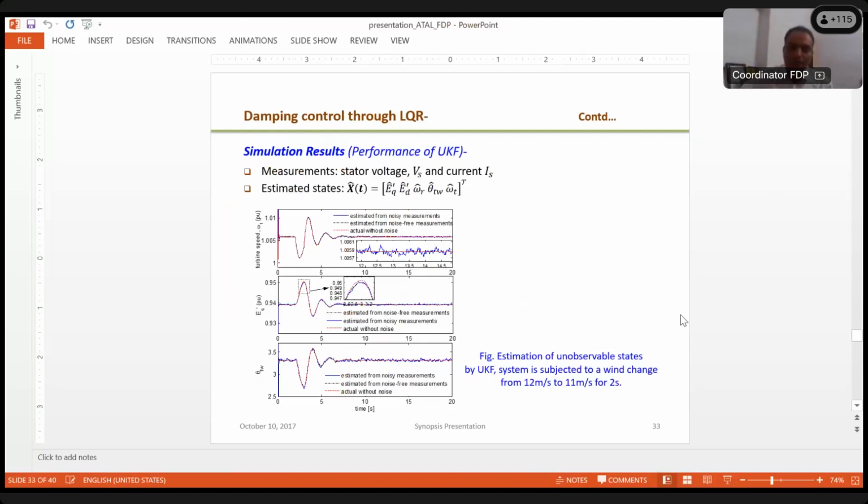So now here is the time domain analysis. These are the performance of the estimator, that is UKF, wherein you can see that the actual value and estimated values are almost matching. It shows that the estimator is working perfectly.